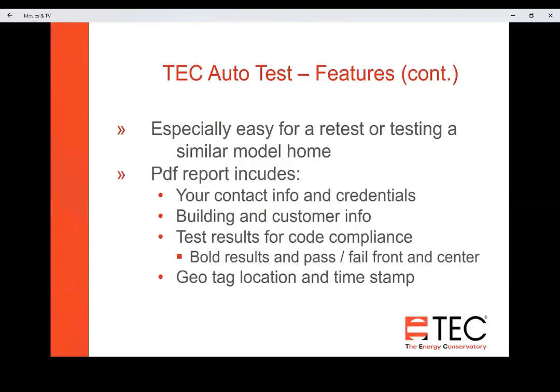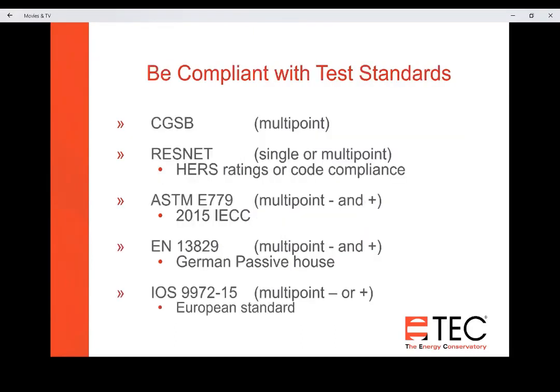If you're not doing a test for code compliance, then you don't want that information in the report on what a target number is and where yours comes in. If you don't want that in, you can choose a different report, and that information won't show up on the report. And then, as I mentioned, the geotag, location, and timestamp come in on that report. So it shows what day you were there and where you were.